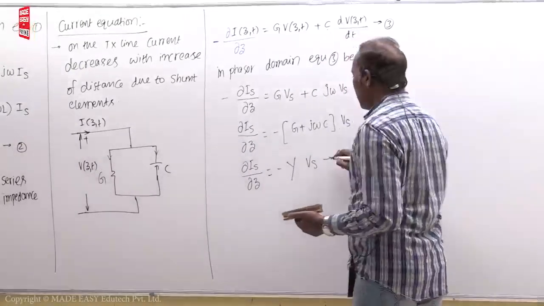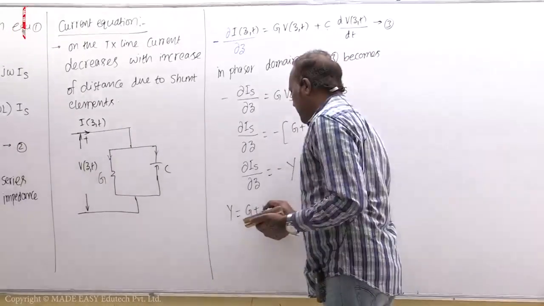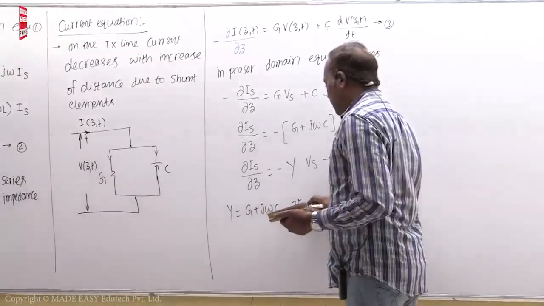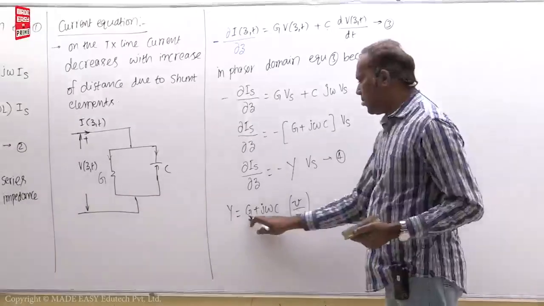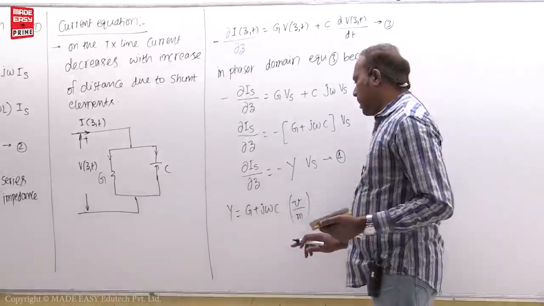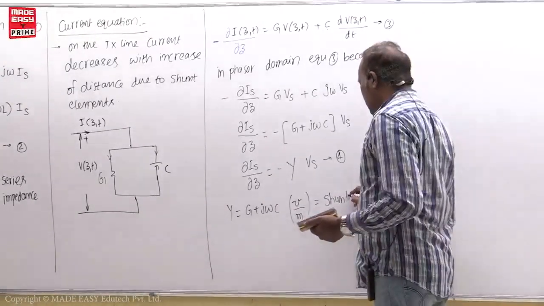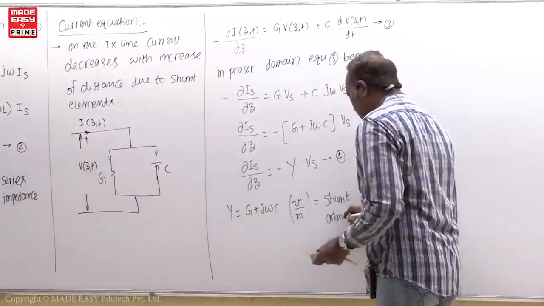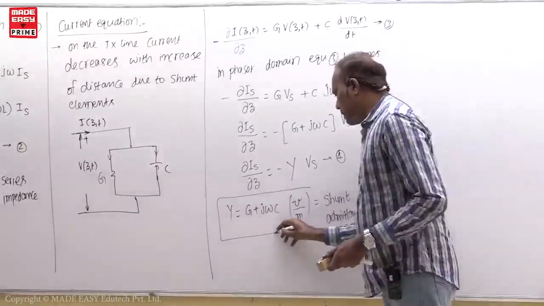This is equation number 4, where y is actually g plus j omega C, per meter. Mho per meter, because g is mho per meter, and capacitance is also per meter. That's why this is called the shunt admittance. So you put this in the box, dear student.